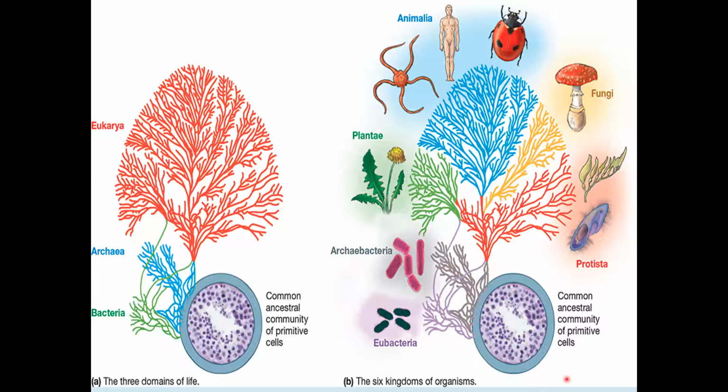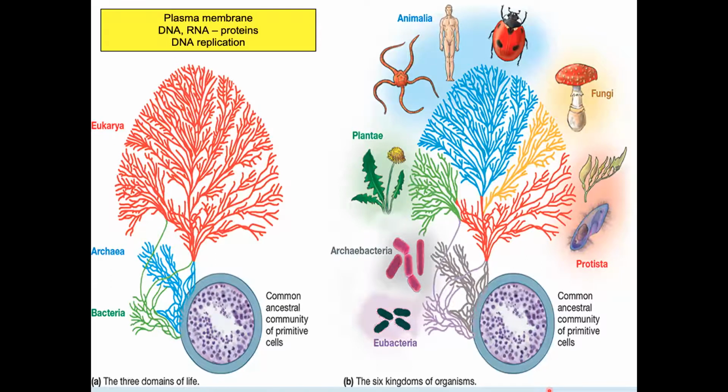All living organisms are made of cells, and all cells have a plasma membrane, and DNA and RNA that can synthesize proteins and that can replicate, being inherited by the descendants. These similarities among all living things suggest that all organisms are descendants of one common cellular ancestor.